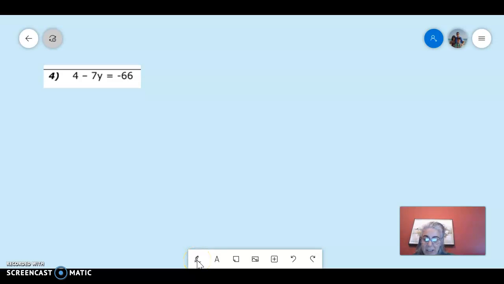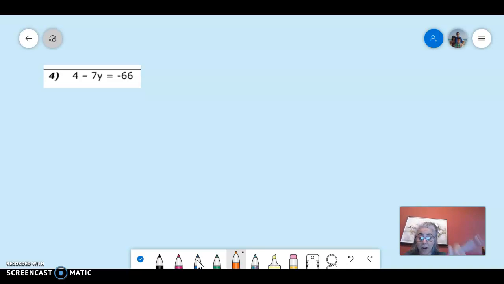Hey guys, Mrs. Daniel. I thought I would try to give some assistance on number 4 from the first practice worksheet in case you need a reminder, because number 1, it's been a really long time since we've been together, and number 2, it's been an even longer time since we solved some equations.